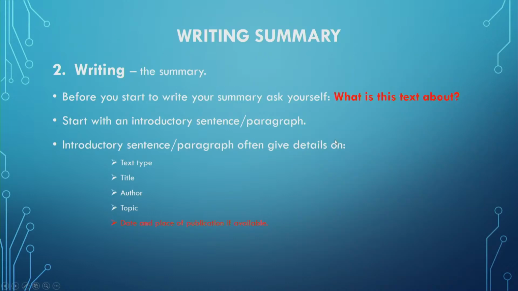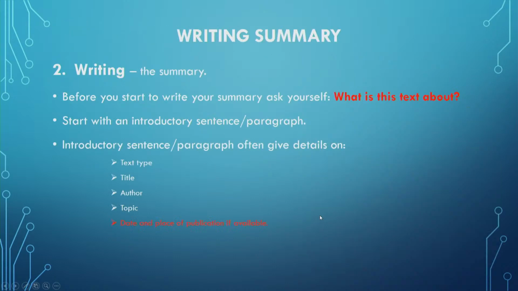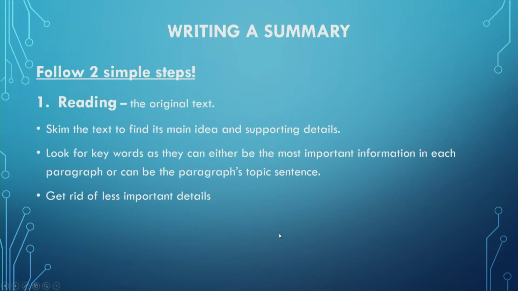So we have established our text type, newspaper article, the title, all hands on deck, and then the author. Do we have an author? Let's have a look. The author, the writer there, it says is the Val Steyn. Then we're going to have our topic, and then we have the date and place of publication. Let's have a look where it was published.